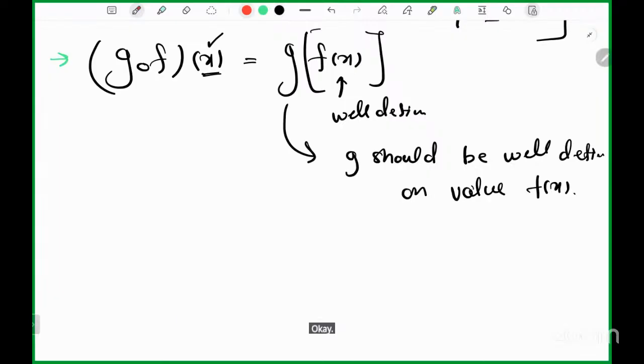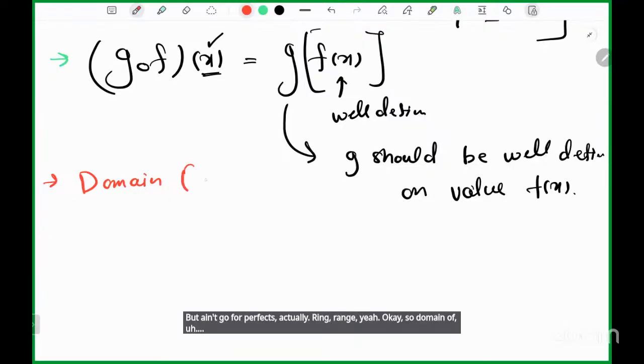Okay. So here g should be well defined for the range of f of x, or the codomain of f of x. Which one? The range of f of x actually. Range, yeah. Okay. So the domain of g composition f of x.